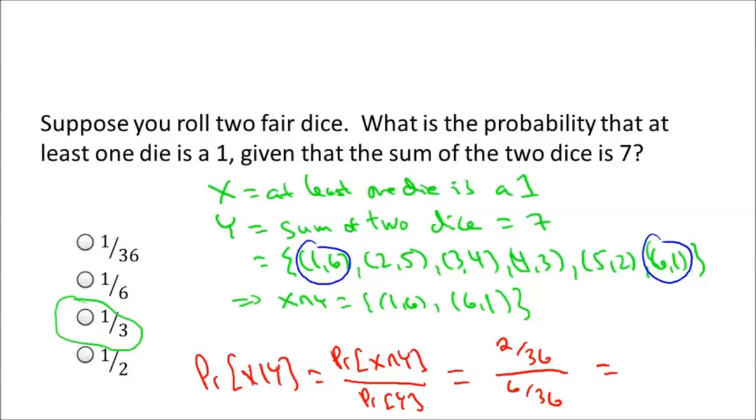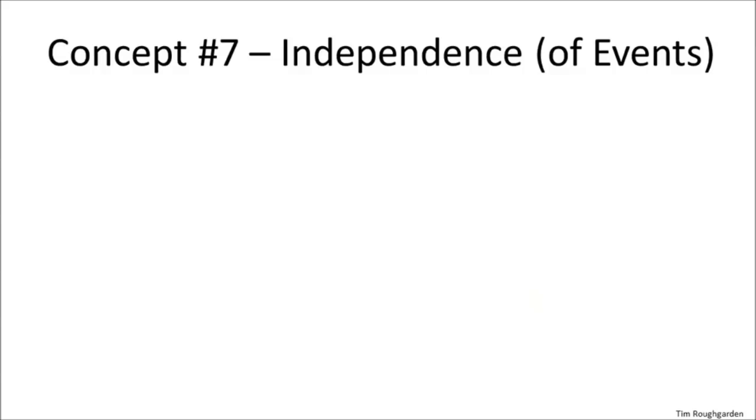So just applying the definition of conditional probability to the correct definition of the two relevant events, we find that indeed 1/3 of the time is when you have a 1 conditioned on the sum of the two dice being 7. Let's move on to the independence of two events.